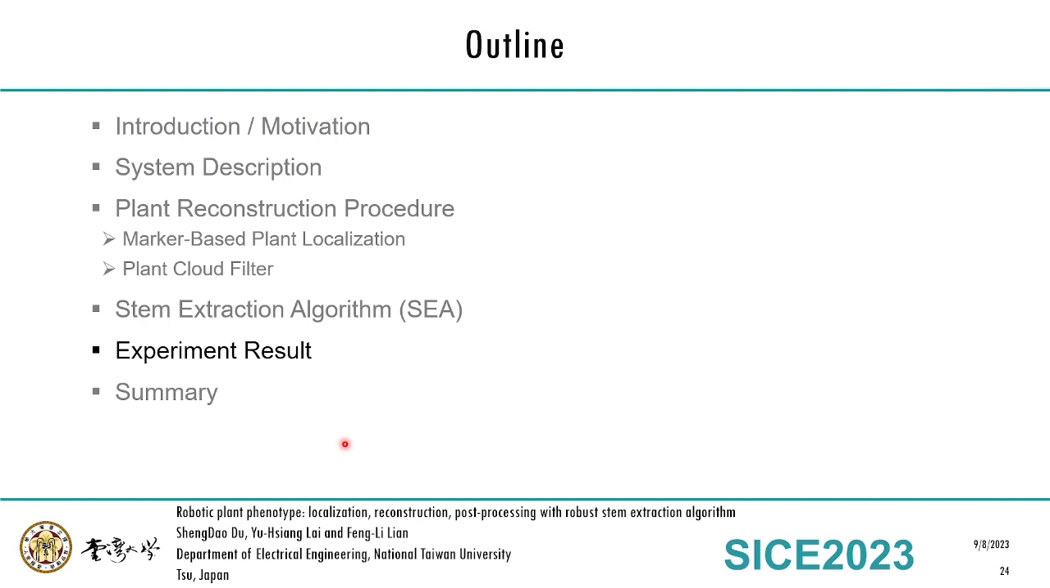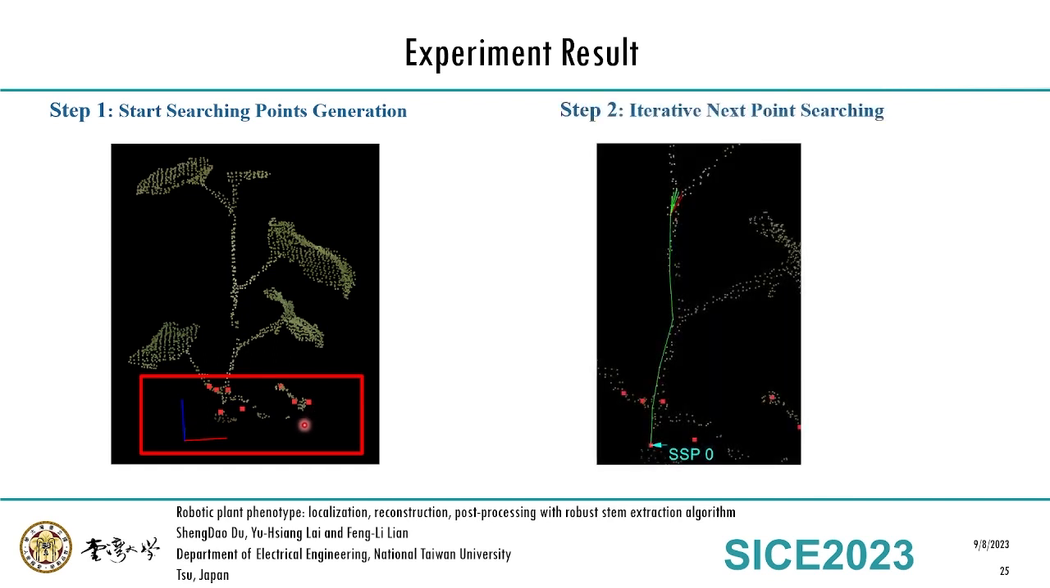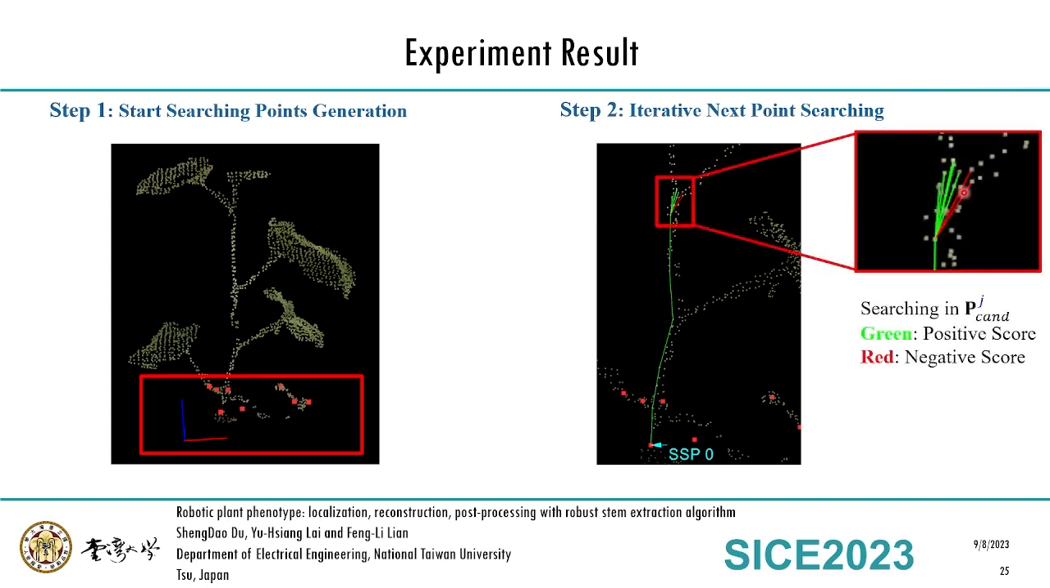So let's show some experimental results here. First step, we get the starting searching points using the downsample technique. The red points mean the starting searching points. And then, in step 2, the detail figure shows how our algorithm works. The green lines represent the candidate pairs whose score is larger than the threshold, and vice versa.